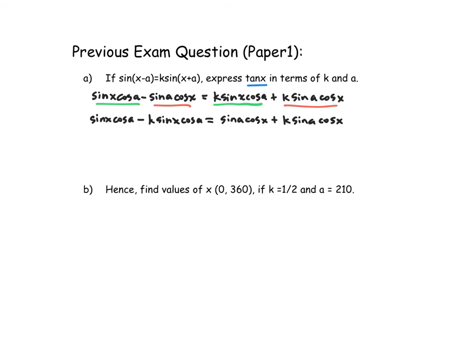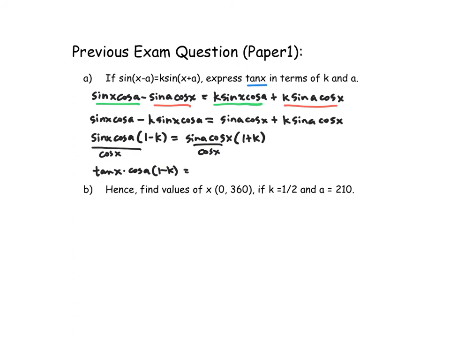Why would I do that? Good question. Because now I can factor out a sine x cosine a, leaving me with 1 minus k. And on the other side, I can factor out a sine a cosine x, which leaves me with 1 plus k. Again, you're probably thinking, why? Well, because now I can divide both sides by cosine x. If I divide both sides by cosine x, I would get tangent x times cosine a (1 minus k) is equal to sine a (1 plus k).